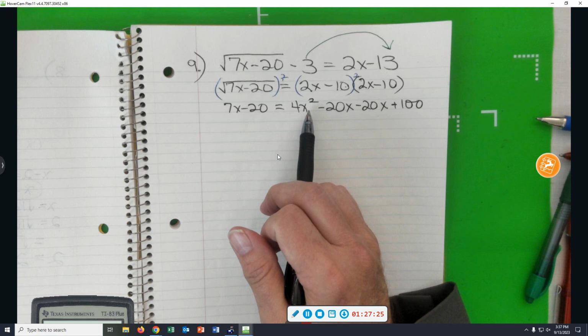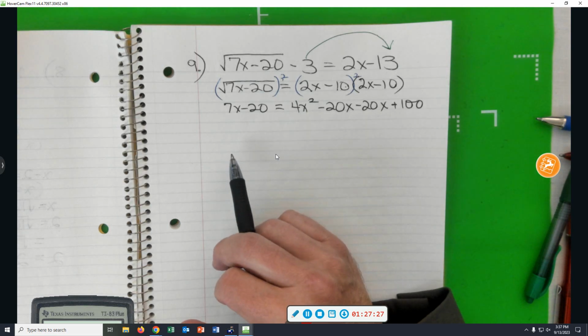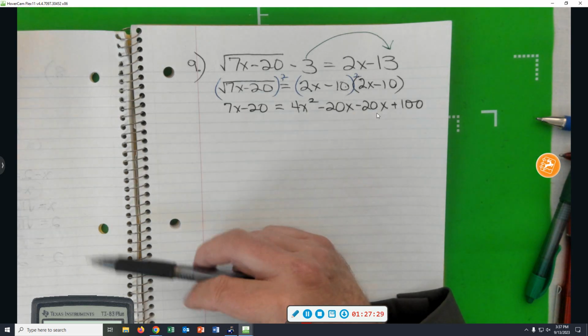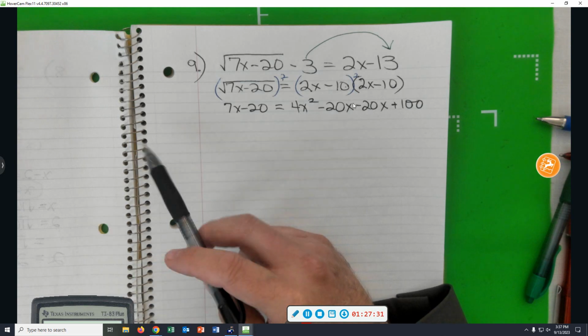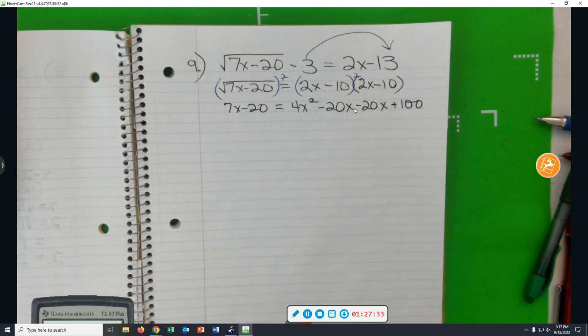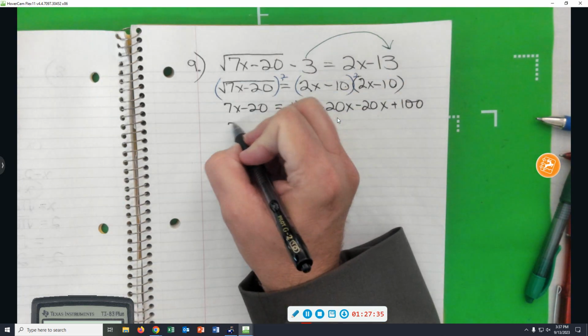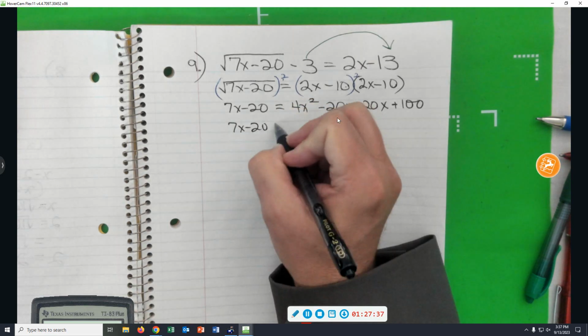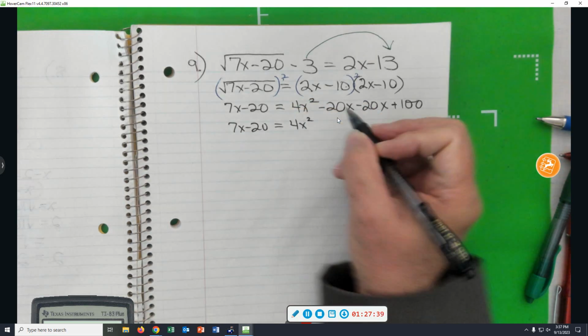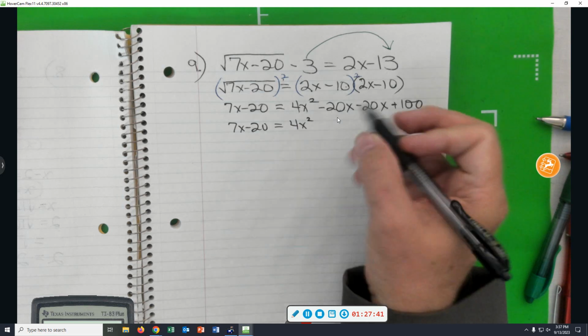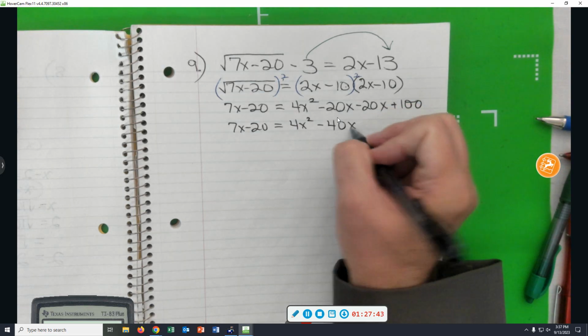We're going to have to get this thing set equal to 0. And, okay, why not combine these 20x's? That's a negative 40x. Okay, I'll do that. I'll make a separate step there. I was going to combine everything all at once. Negative 20x minus 20x is a negative 40x.